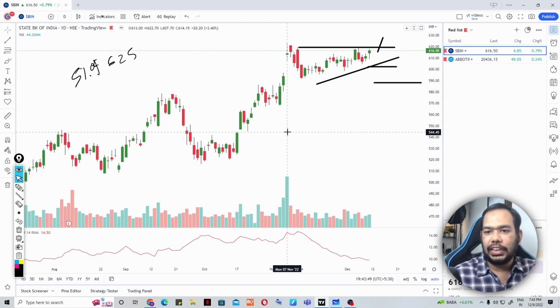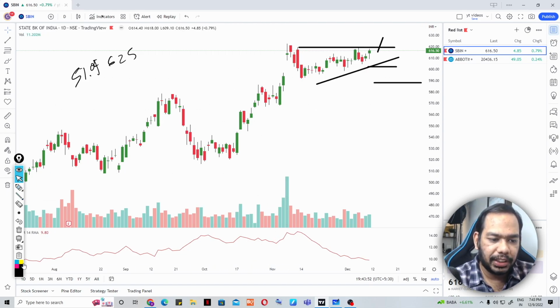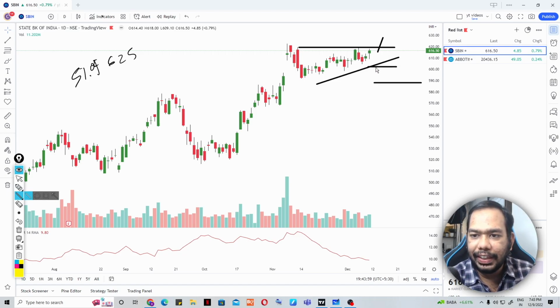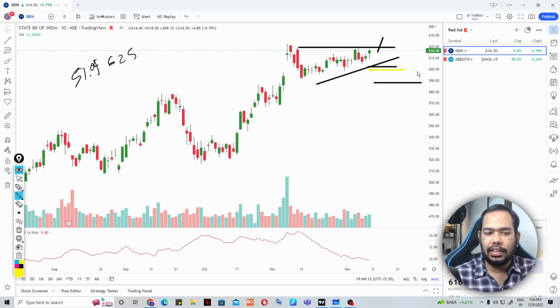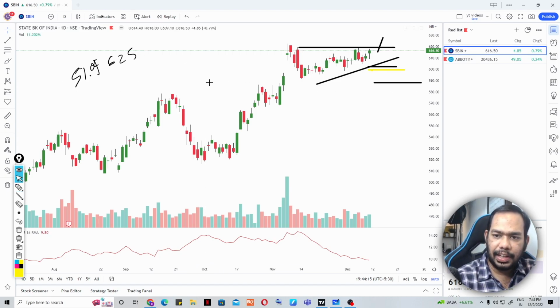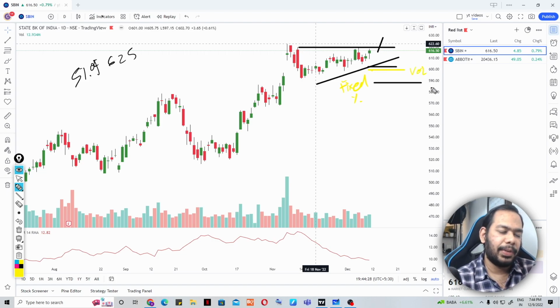So the ATR based SL will become, let me change the color, let me put it yellow here. Your ATR based SL will come near about, let us say if you take 1.5 or 2, the 600 level as well. So here is the level of ATR based SL. Let me write it here: this is your fixed percentage based. This yellow one is your volatility based. This black one I have written first was the PA, price action based.